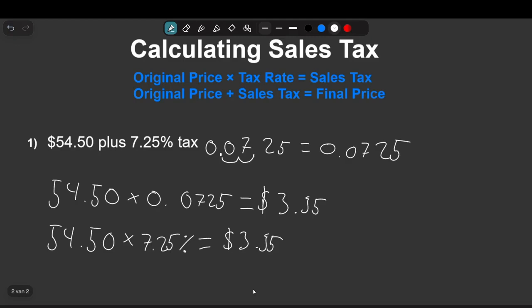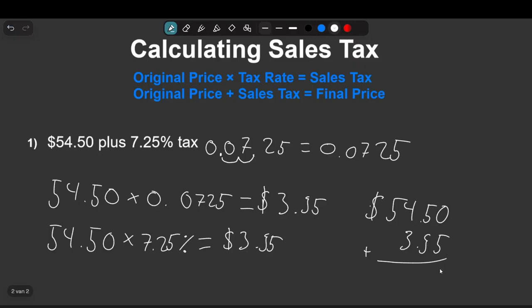So now we have calculated our sales tax. We can start by adding this to the original price to get to our final price. Our original price was $54.50, so we're going to add our sales tax to that original price. So we're going to add 3.95.